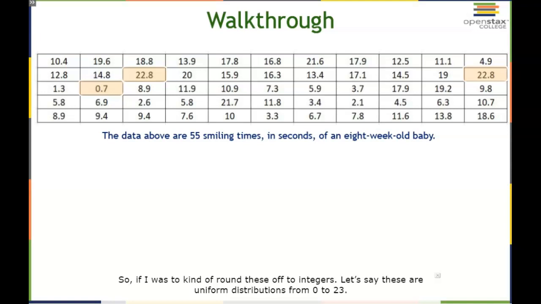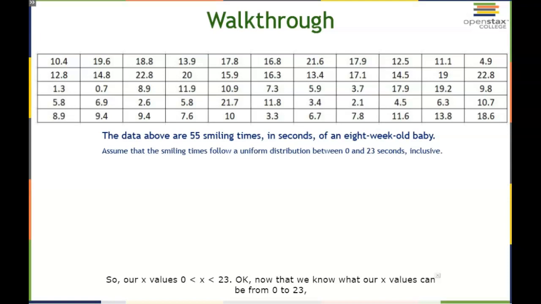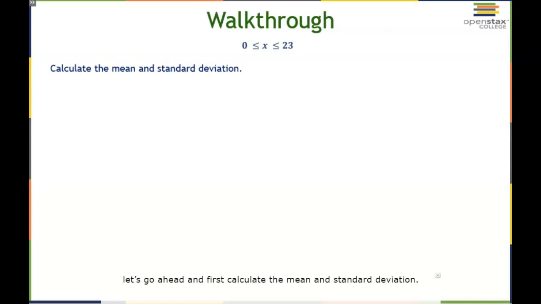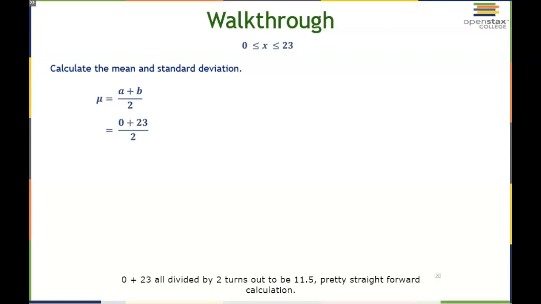So if I was to round these off to integers, let's say these are uniform distributions from 0 to 23. So our x values, 0 is less than or equal to x is less than or equal to 23. Okay, now that we know what our x values can be, let's first calculate the mean and standard deviation. Our mean is going to be our low value plus our high value all divided by 2. We're just looking for the average between our low and high value. 0 plus 23 all divided by 2 turns out to be 11.5.